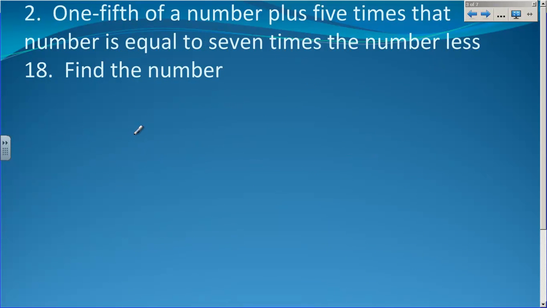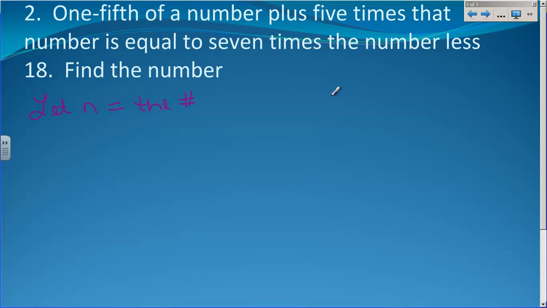1/5 of a number plus 5 times that number is equal to 7 times the number less 18. I got to set this up. Step 1, I need to define my variable. We're going to let n equal the number. So n is going to represent the number I'm looking for. Now let's start setting it up.